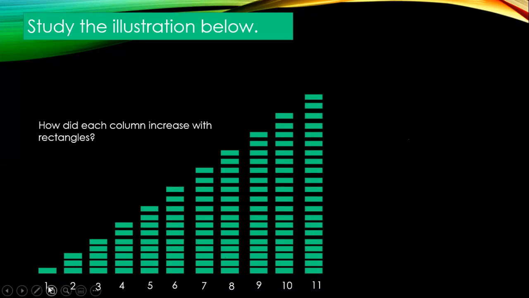So on the first column, we have one rectangle. On the second column, we have three rectangles. On the third column, we have five rectangles. In the fourth column, we have seven rectangles.